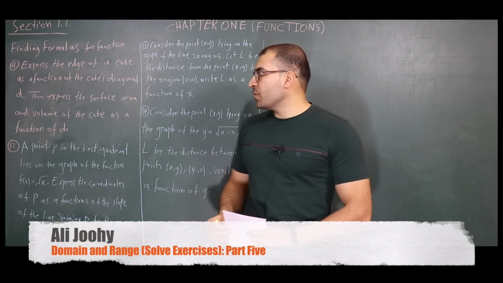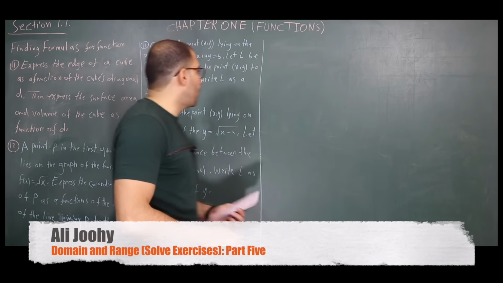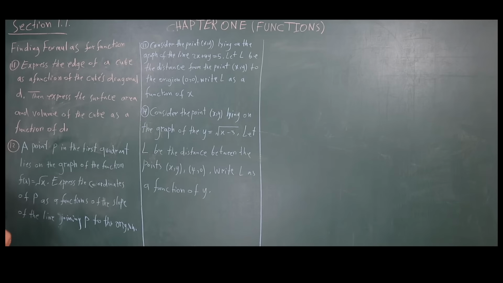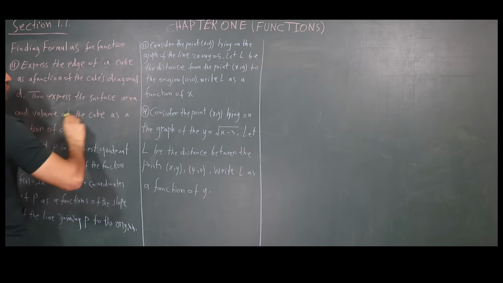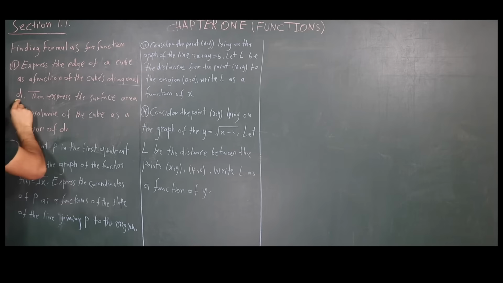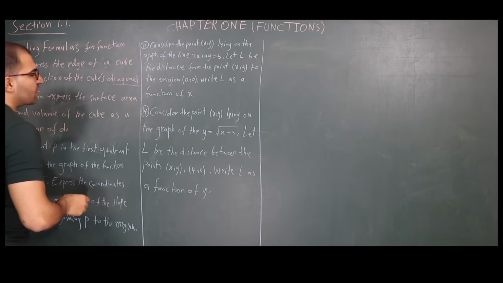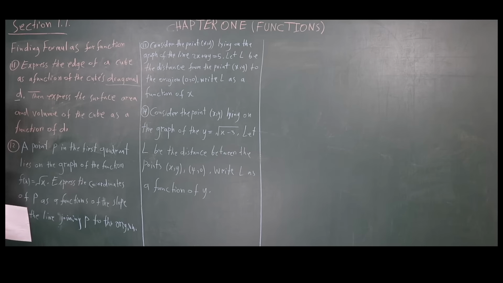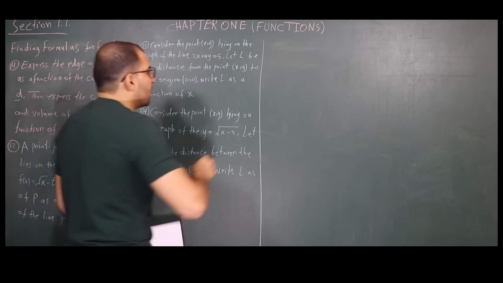After I wrote the questions, we're going to start to solve them one by one. Exercise number 11: express the edge of a cube as a function of the cube diagonal D, then express the surface area. So exercise number 11 here.